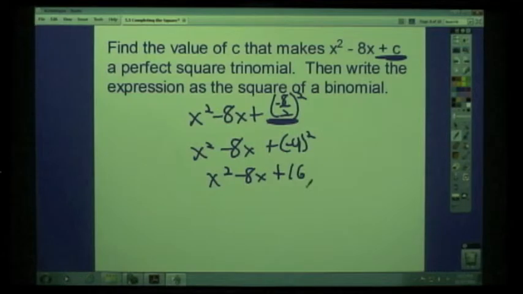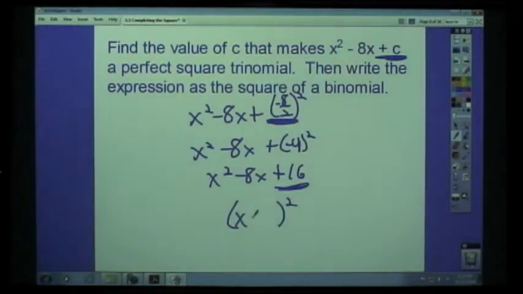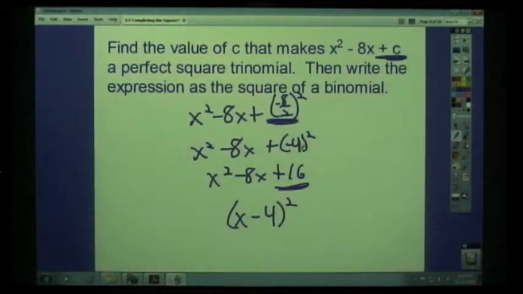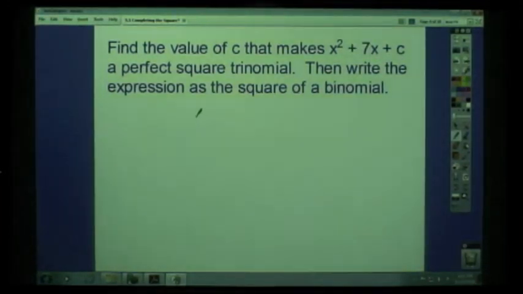Notice that that last number is always going to be positive because you're squaring whatever you did when you divided this by 2. Now, what does that break down into? That breaks down into x minus 4 squared. Where did I get the minus 4 from? Remember, when I divided negative 8 by 2 and squared it, that number, negative 4, is what's going to be down here as well.